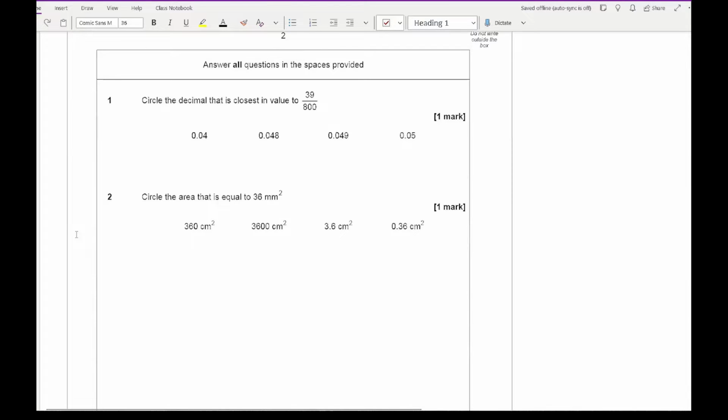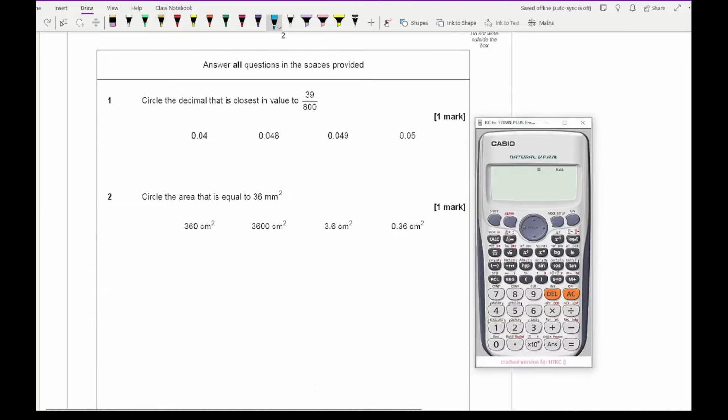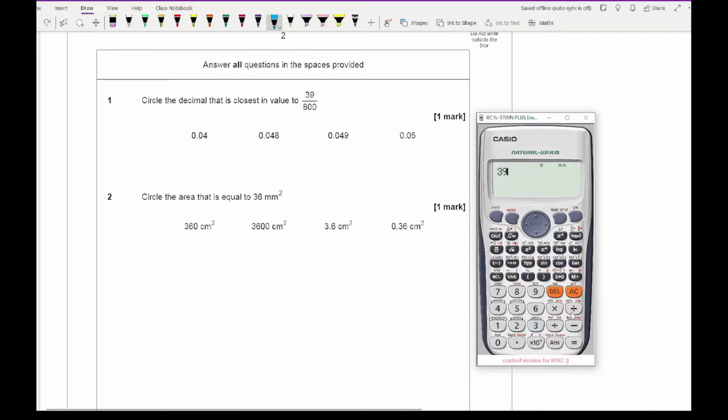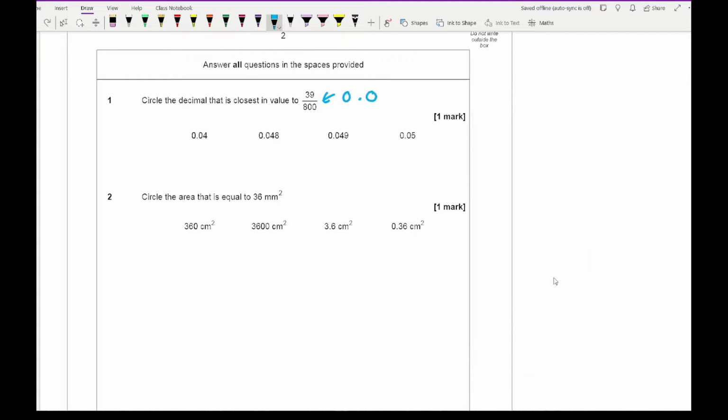Looking at question 1, it says circle the decimal that is closest to 39 over 800. As this is a calculator paper, all you need to do is type in 39 over 800, which gives us an answer of 0.04875, and then we just need to match up which of these is going to be closer, and the correct answer you should have is 0.049.